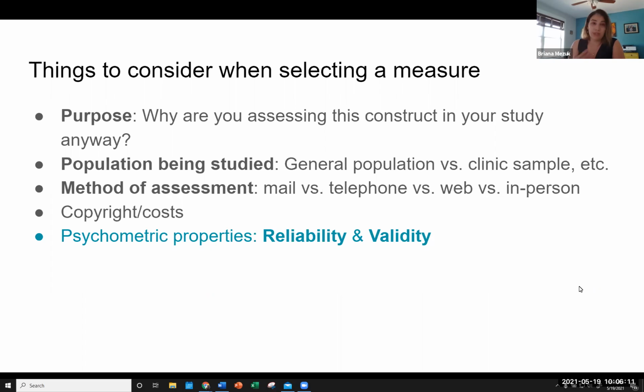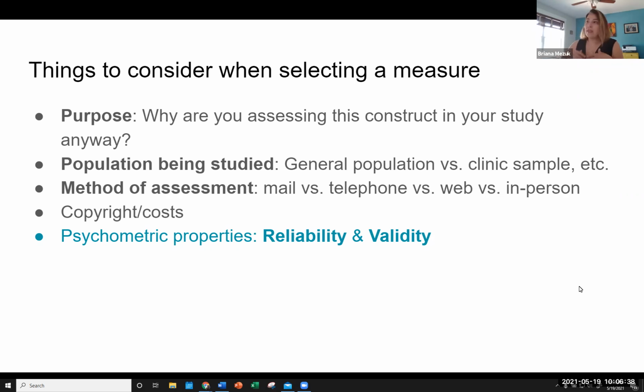And that's something that, as the scientist: why am I assessing this construct? Is this my main exposure? Is this something I'm hoping to change over the course of an intervention, for example? If so, I need something that's going to be sensitive to change over whatever period of time I'm interested in.